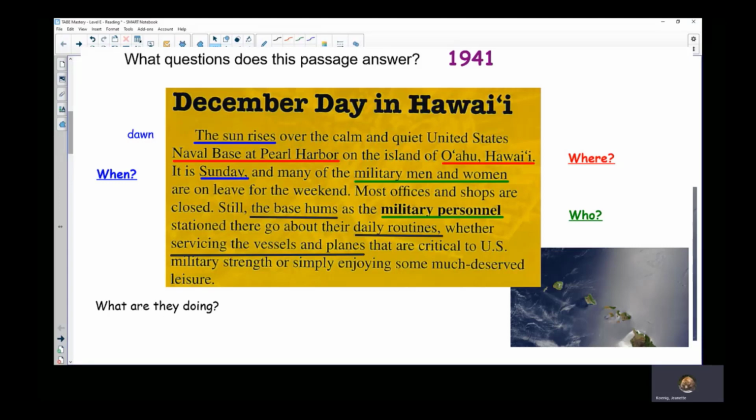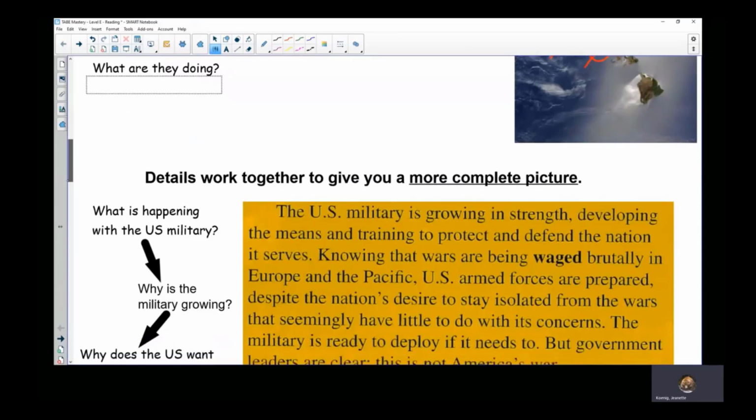Now you said something about relaxing? He said something about relaxing. Yeah, because it said much deserved leisure. Leisure. So that's relaxing. Okay, so enjoying much deserved leisure. And if you don't know what leisure is, well, it's something that you enjoy. So it's probably not work. So that gives us an idea what happened. Let's look at another paragraph.